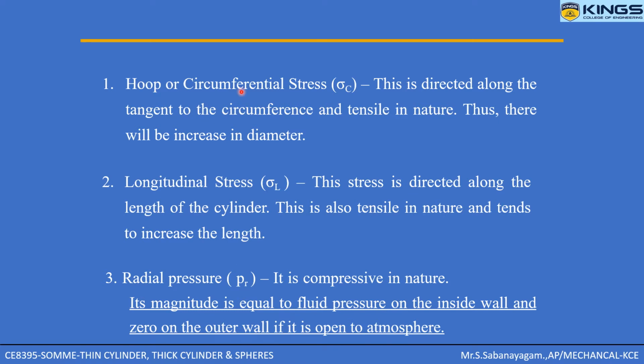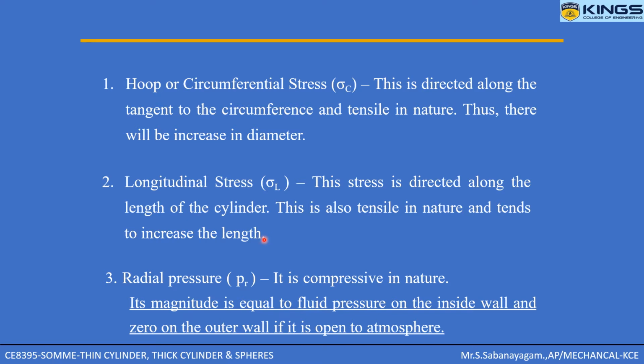Hoop stress or circumferential stress, as the name itself tells, is induced on the circumference of the hollow cylinder, that will be in the diametral part. This is directed along the tangent to the circumference and is tensile in nature. Thus there will be an increase in diameter, because its nature is tensile. And longitudinal stress will be induced along the length of the cylinder. It also is tensile in nature and hence the length will increase.